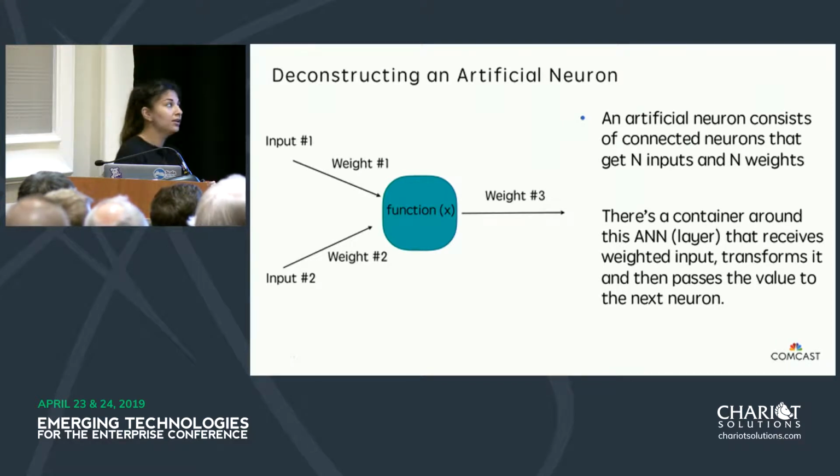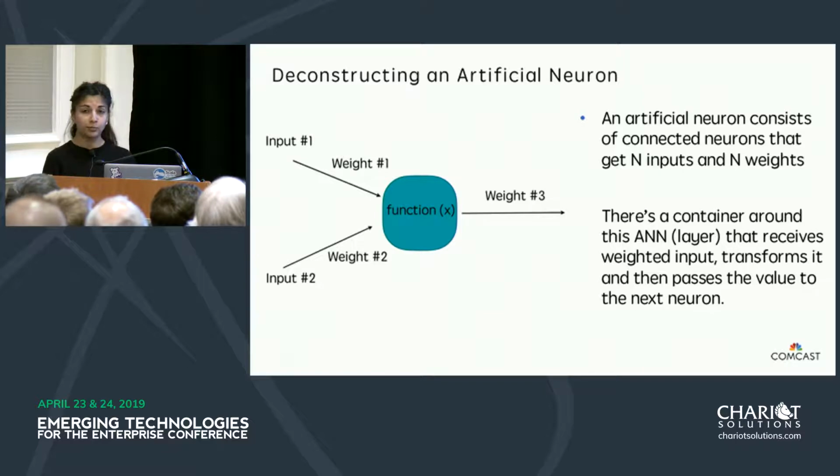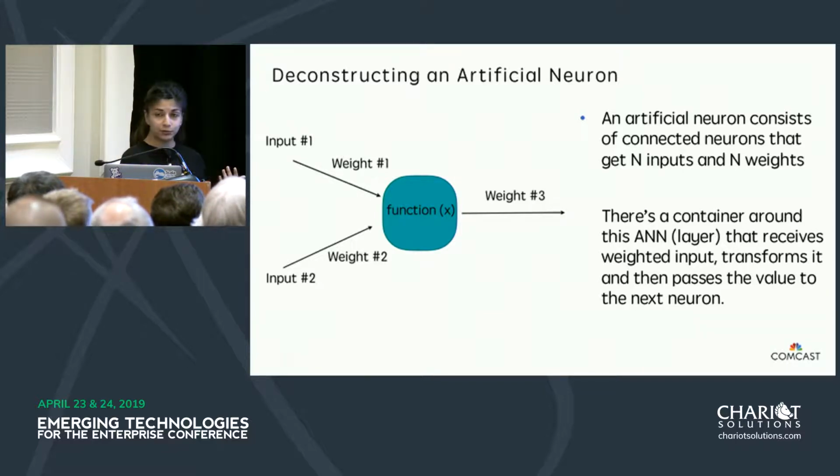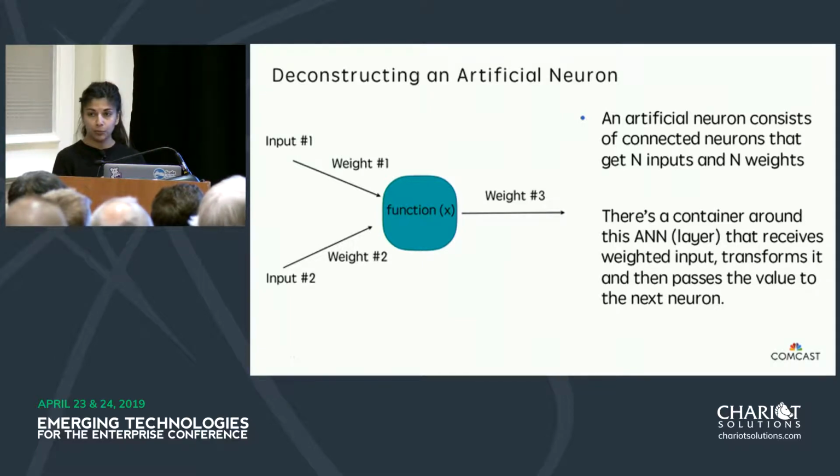So formally, an artificial neuron consists of connected neurons that get a set number of inputs and a set number of weights. There's a container around this artificial neuron, also known as a layer, and we'll get into more detail on what a layer is, that receives weighted input, transforms it, and then passes the value into the next neuron. This transformation is done based on the weights and the function in the middle, which in a neuron similar to the brain would be somewhat like the nucleus.